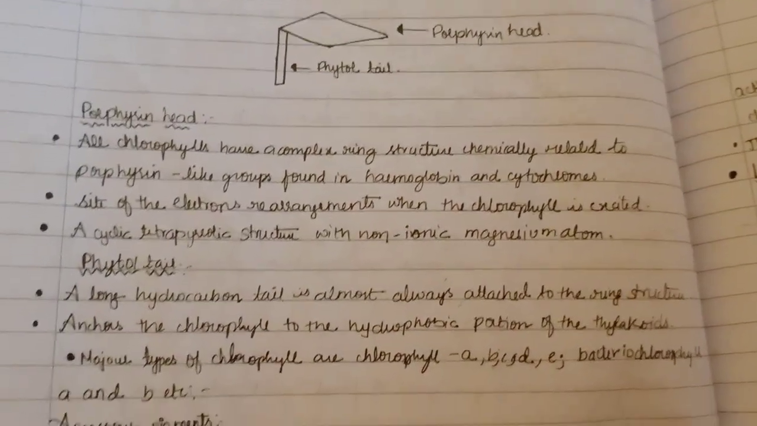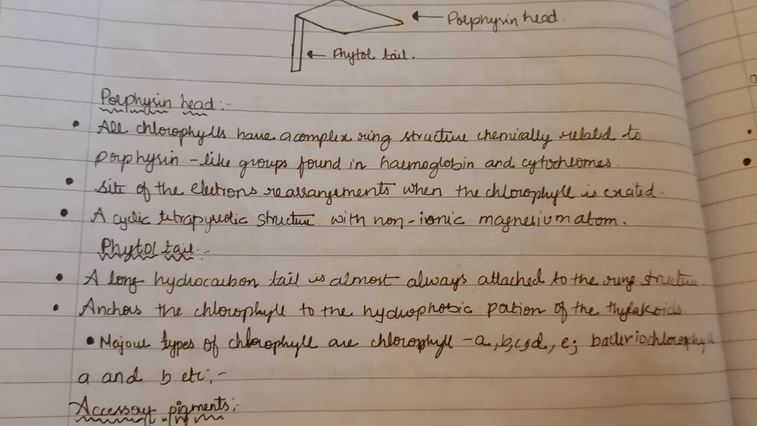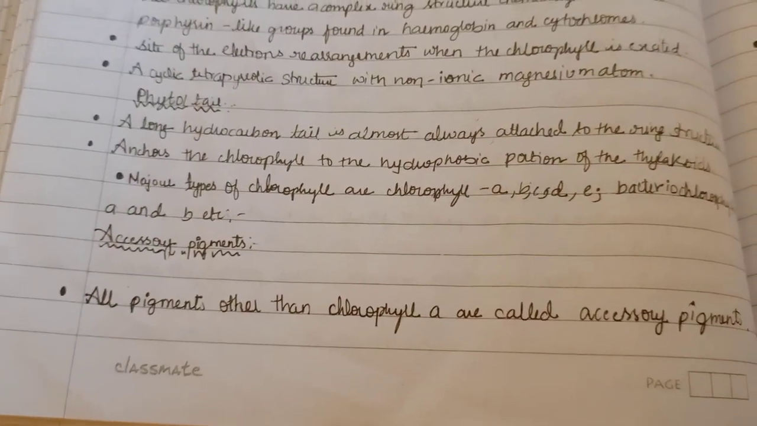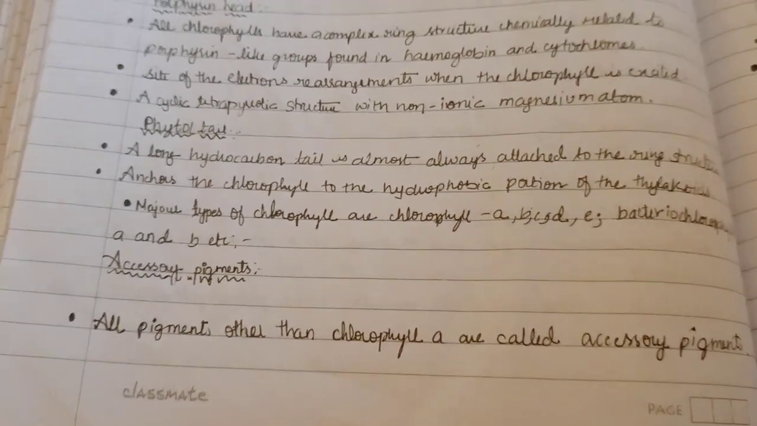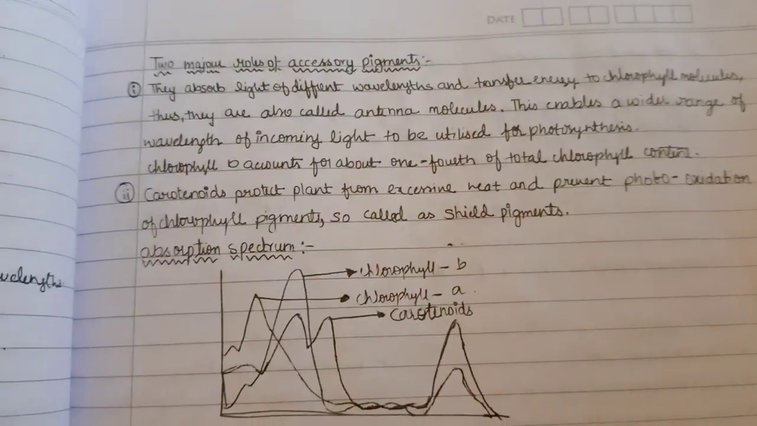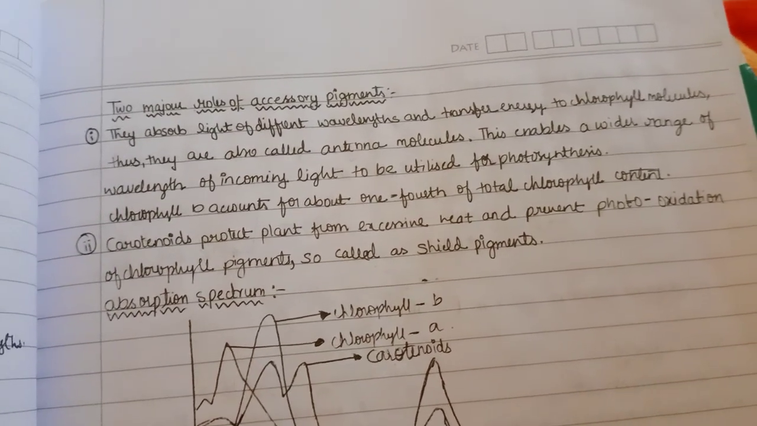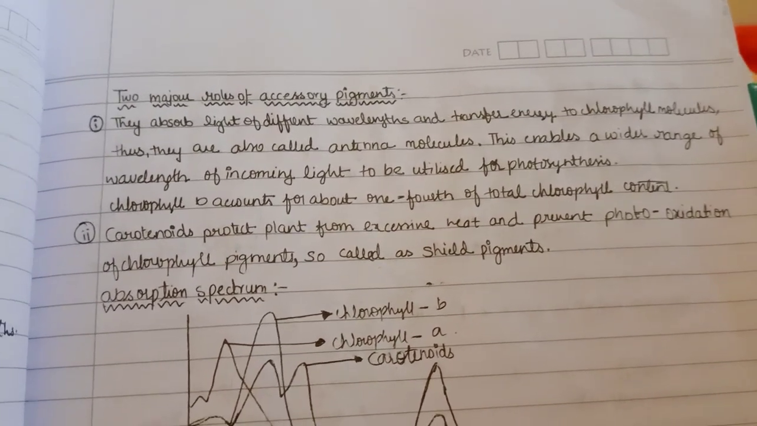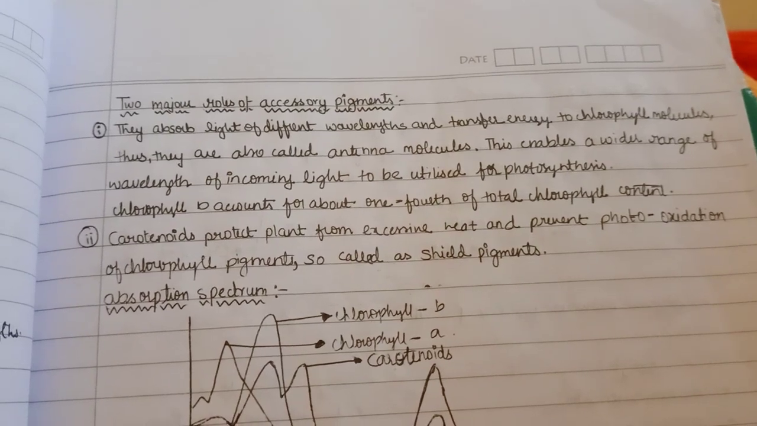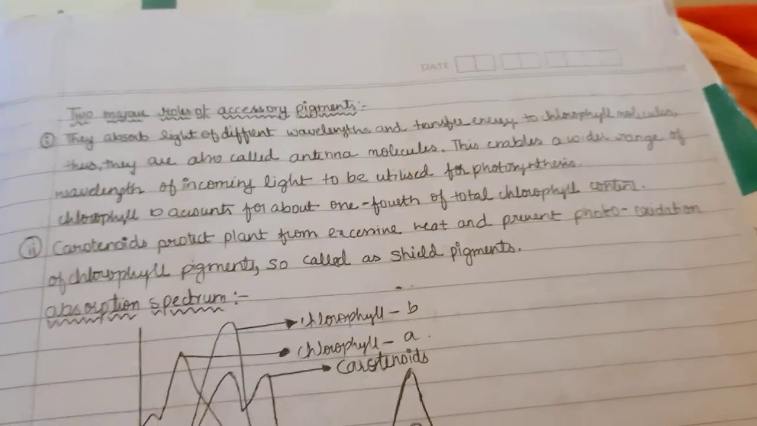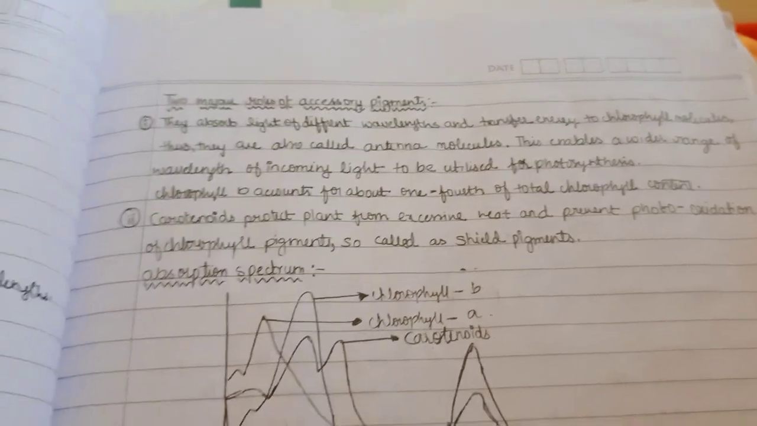Bacteriochlorophyll A and B, etc. Now, accessory pigments. All pigments other than chlorophyll A are called accessory pigments. Two major roles of accessory pigments: they absorb light of different wavelengths and transfer energy to chlorophyll molecules. Thus, they are also called antenna molecules. This enables a wider range of wavelengths of incoming light to be utilized for photosynthesis.